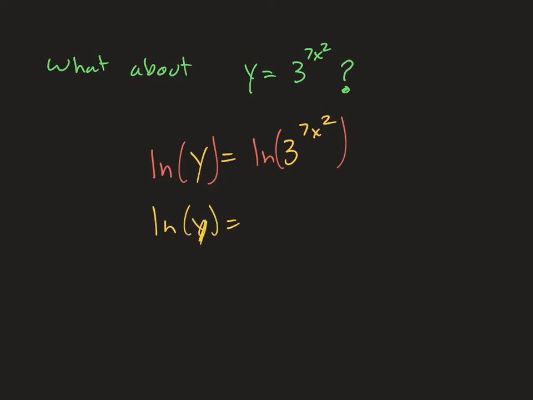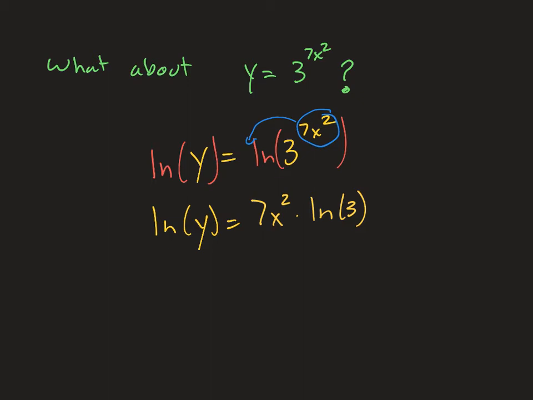when you have a power, oh goodness, apparently my writing is not great this morning, along with all the other issues I'm having. There we go. What we've learned with logarithms is if there's a power, you can take that exponent and put it out in front of the natural log. And that's what we're going to do with this thing. So I'm going to have 7x squared times the natural log of 3.